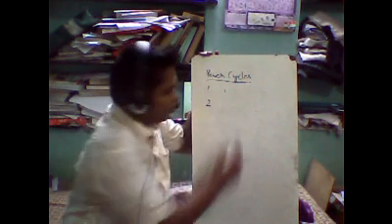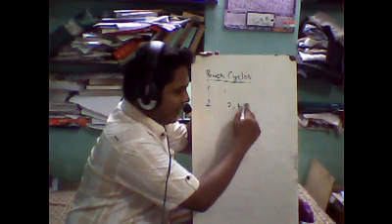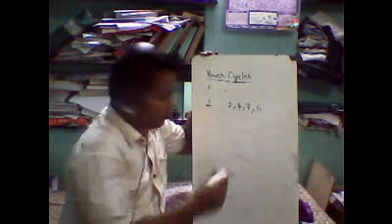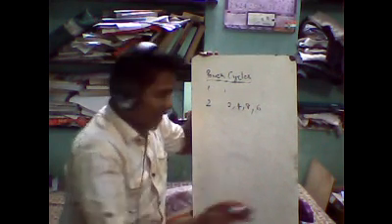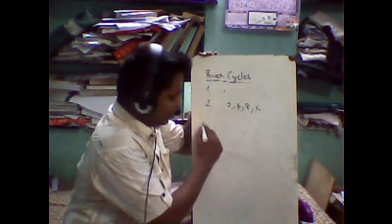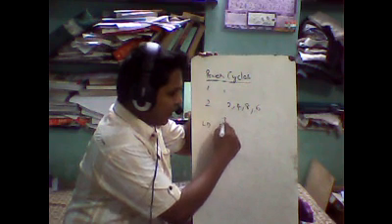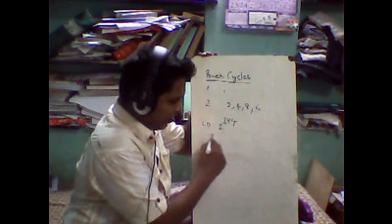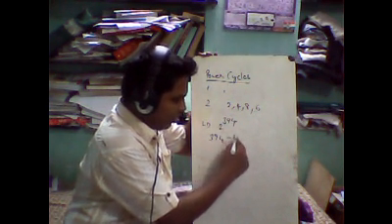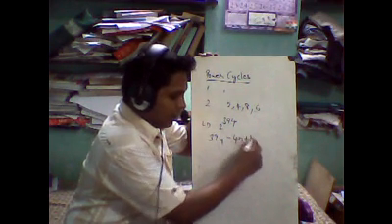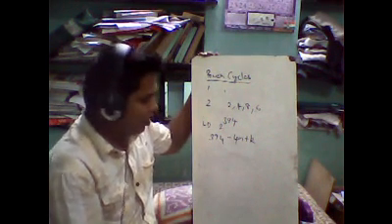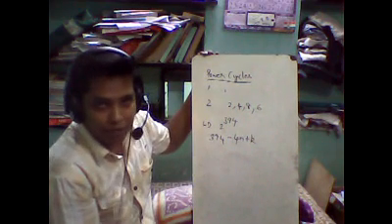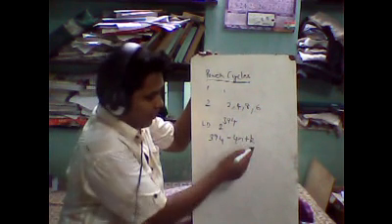The power cycle of 2 is 2, 4, 8, 6. To solve any problem like the last digit of 2 to the power of 394, express 394 in the form 4n plus k, by dividing the number in the power by 4 and finding the remainder. The remainder will be k.